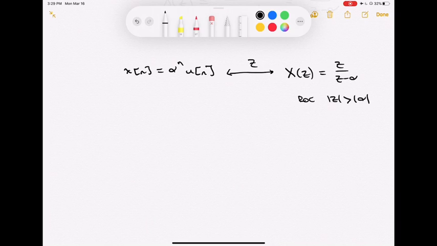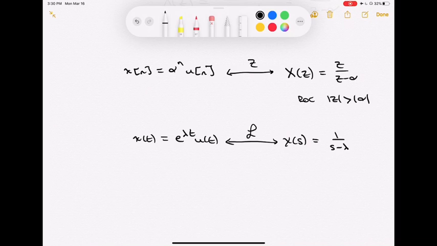Something that you might notice here, if you remember when we were at continuous time, we had a continuous time signal, something like this. We had x(t) equals what? We had something like e^(lambda t) u(t). When we Laplace transformed that guy, we got a capital X(s) equal to, in this particular case, 1/(s - lambda), and the region of convergence was sigma, which is the real part of s, and it had to be greater than the real part of lambda, something like that.